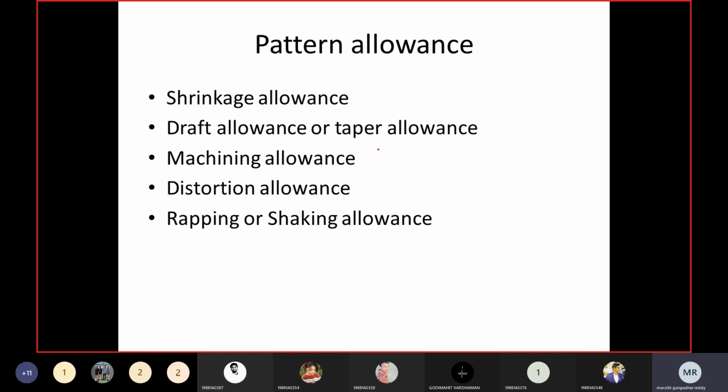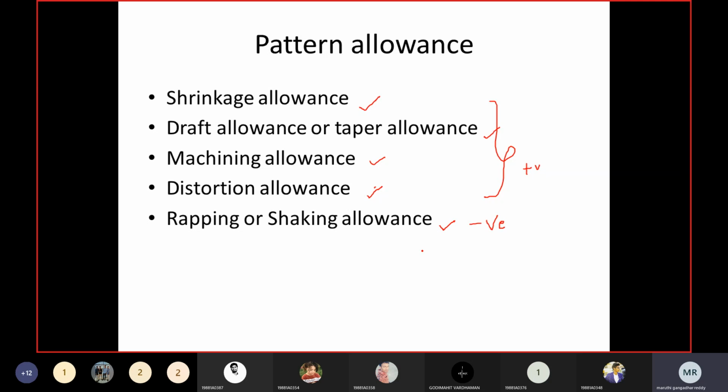Starting with the shrinkage allowance, we are going to have draft or taper allowance, and then machining allowance. After that, distortion allowance, and the last one, wrapping or shaking allowance. Here you can observe the first four are called positive allowances, and the last one is called a negative allowance. Please make a note of these. Among the pattern allowances, the wrapping or shaking allowance is called the negative allowance.